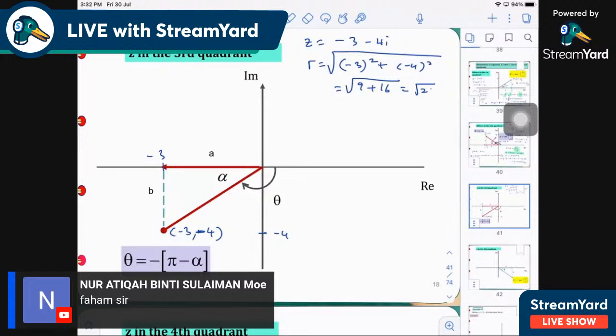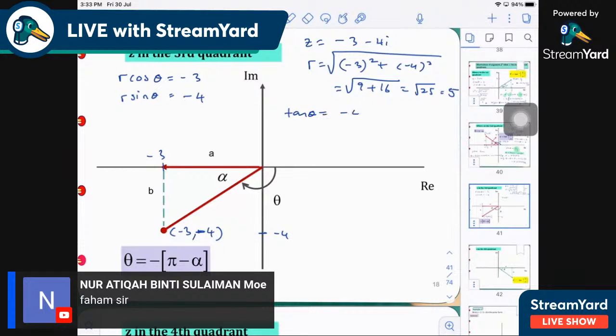Then always write down this line: r cos theta equals negative 3, r sin theta equals negative 4. So you know that tangent theta is going to be what? Sine over cos, which is negative 4 over negative 3. Tangent theta is 4 over 3. But remember again, the argument is here. This argument is equivalent to z. The argument of z is over there.